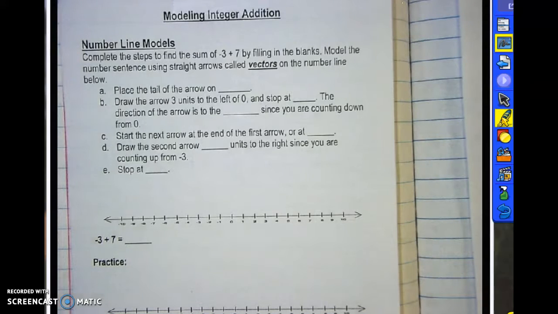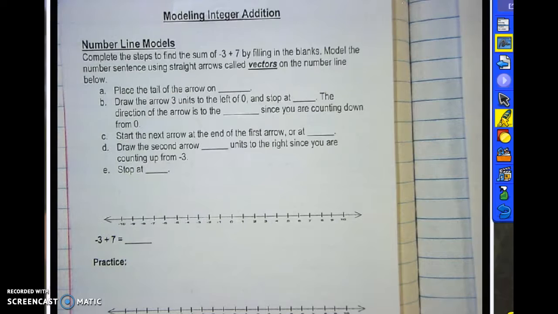All right, in our journal, we are going to talk about modeling integer addition. So when you're modeling integer addition, remember that integers are all of the whole numbers and their opposites. And we're going to use a number line to model this.